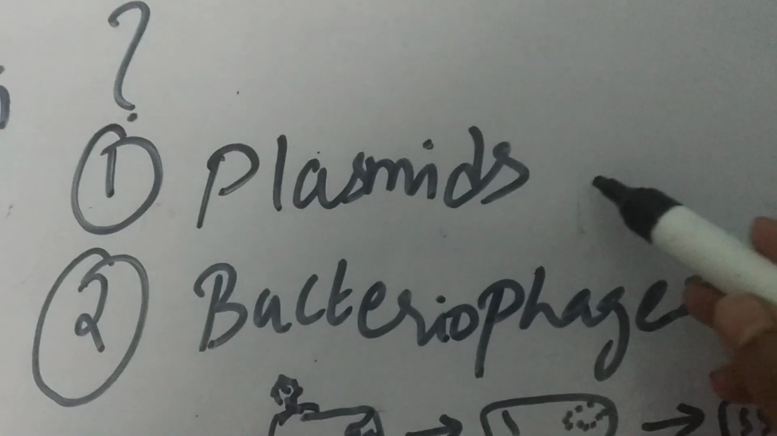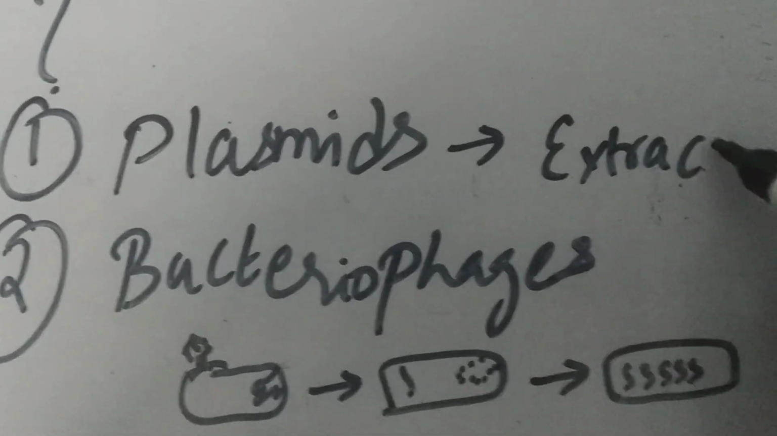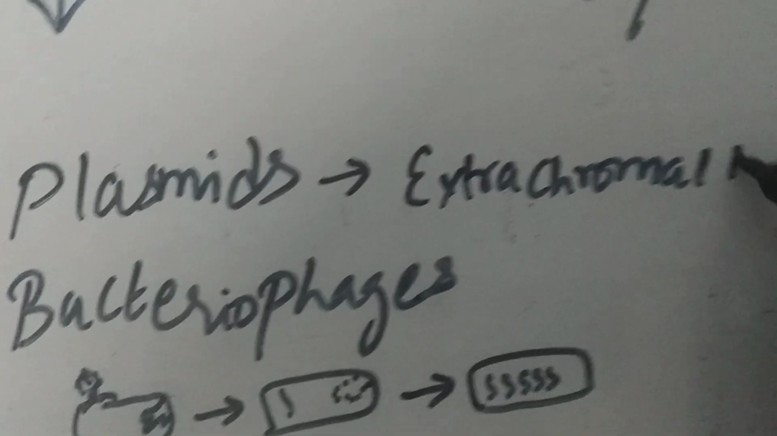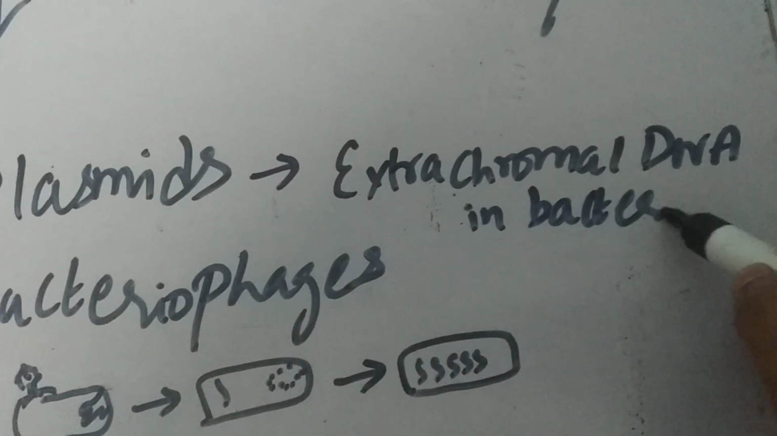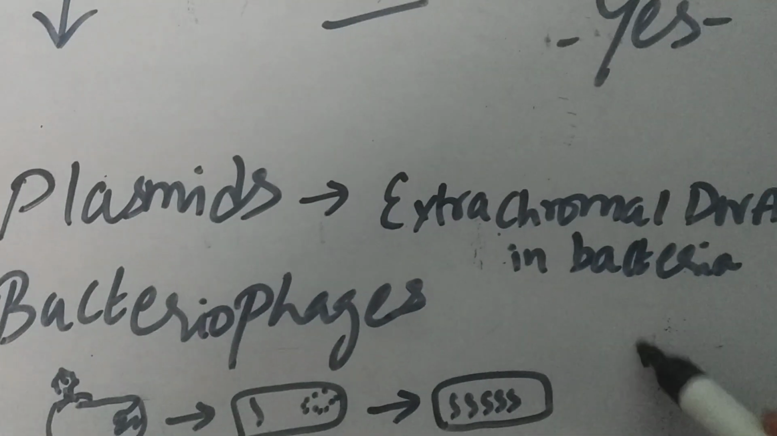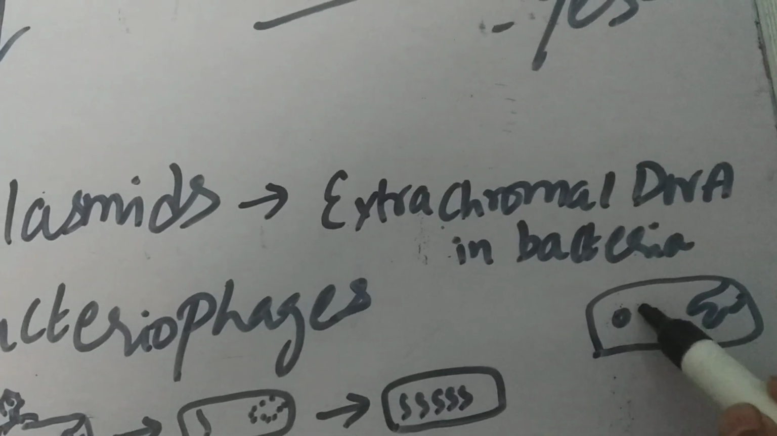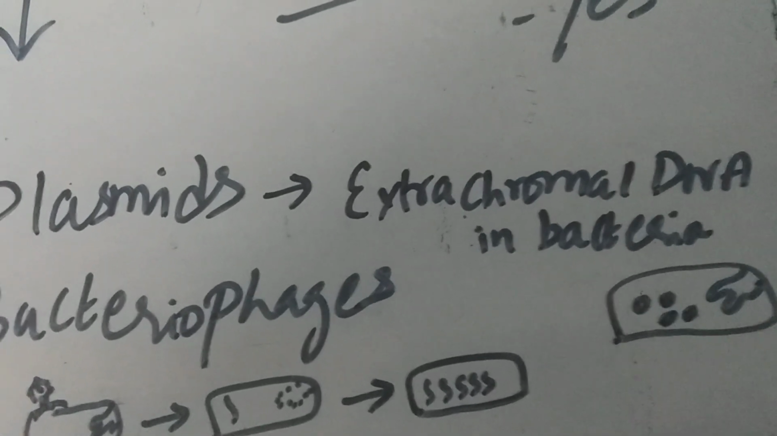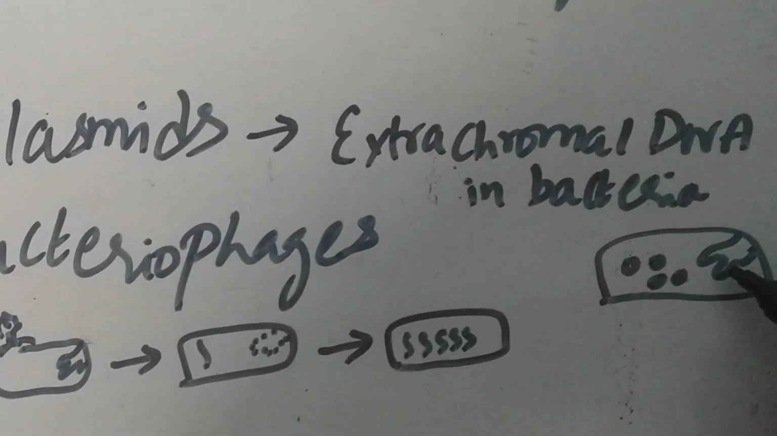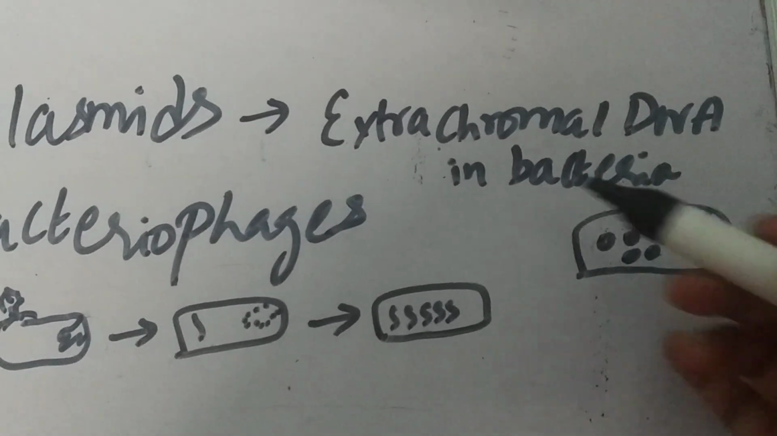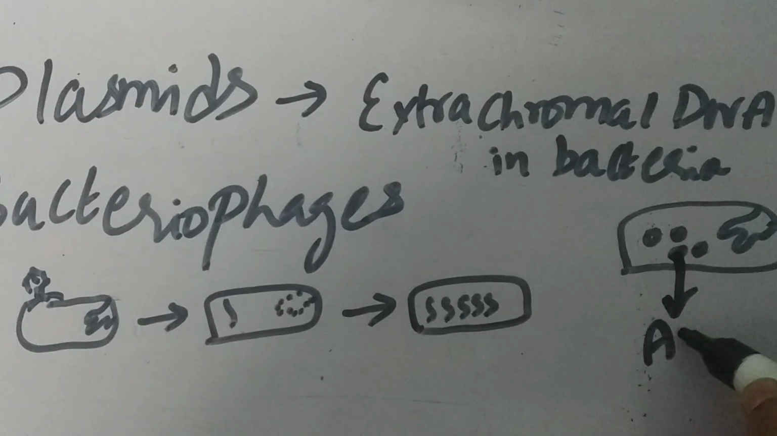Now coming to plasmids. What are plasmids? They are extrachromosomal DNA which bacteria have. Extrachromosomal means other than the chromosomal DNA. This is a chromosomal DNA. Other than this, there are certain small extrachromosomal DNA inside the bacterial cell. They are small compared to the chromosomal DNA. They are circular, double-stranded DNA, and they are capable of autonomous replication.